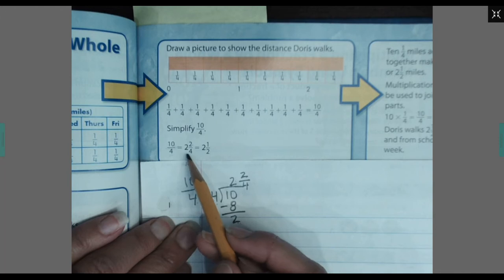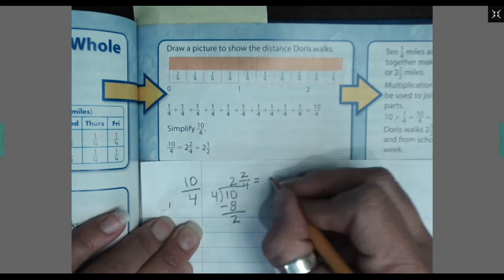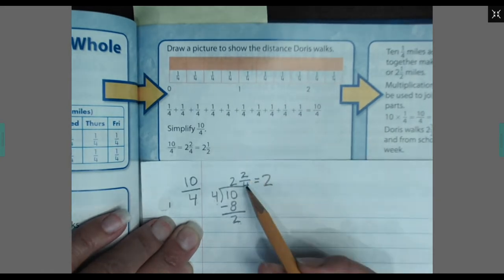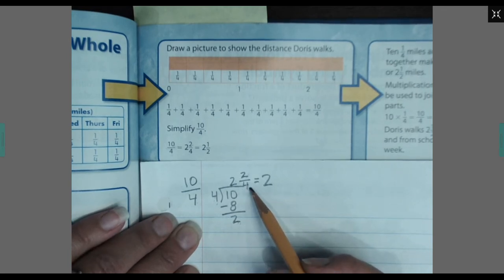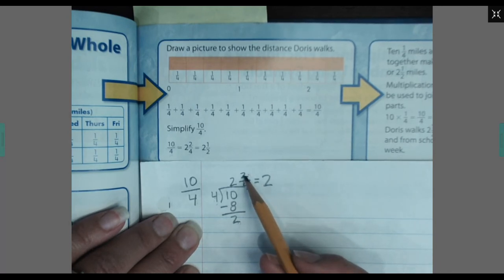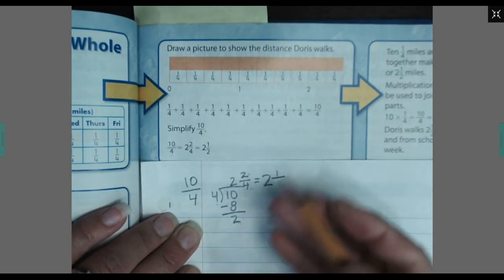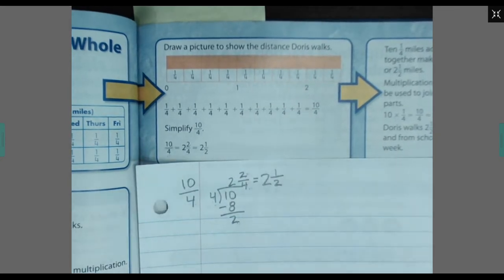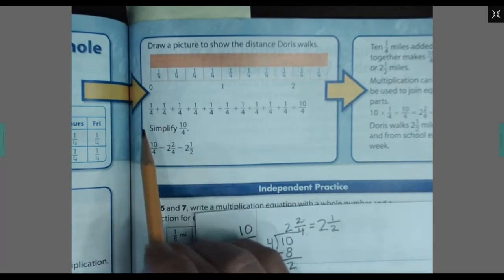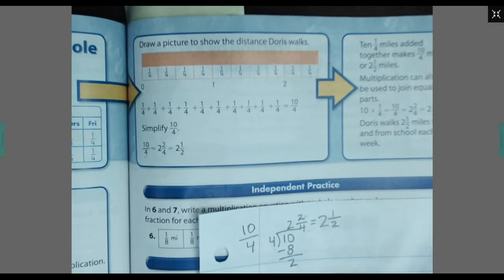But we can reduce. So I still have my 2 wholes, but my 2/4. What's the greatest common factor between 2 and 4? Because there is a factor that goes into both of those. My greatest common factor is 2. So if I divide 2 by 2, I get 1. And if I divide 4 by 2, I get 2. So that reduces down to 2 1/2. So that was kind of your visual about how repeated addition, those 10 quarters, got us to 2 1/2. So let's look at their explanation here.